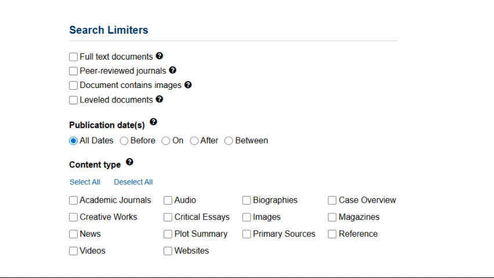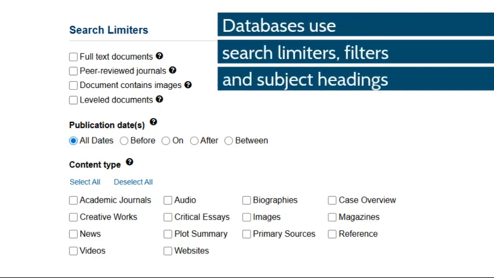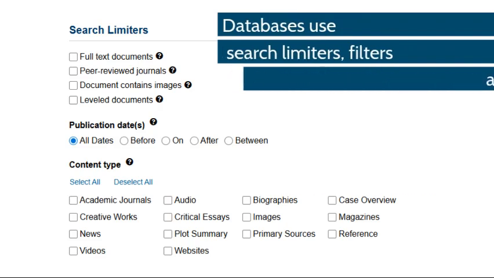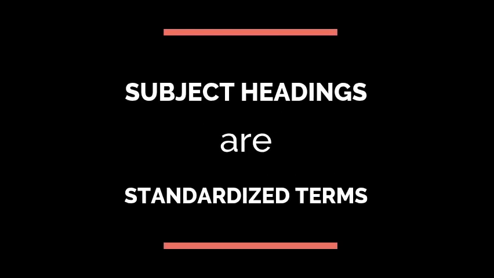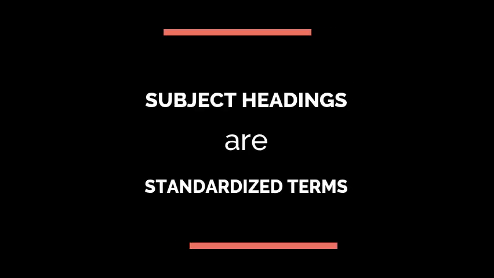Because databases are structured and curated, they also let you search differently. You can filter by date, by source type, by whether the full text is available, by subject heading. Subject headings are standardized terms the database uses to categorize its content. Searching by subject heading rather than just keywords often gets you significantly better results.